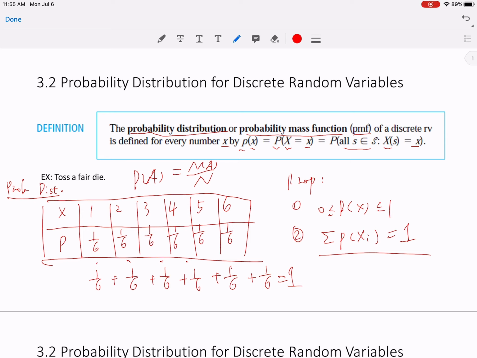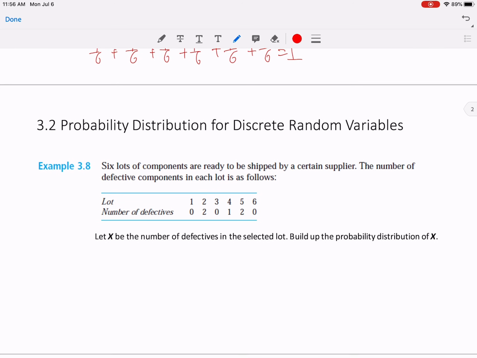And this is super important. That's how we identify if a distribution is a probability distribution. We just need to check whether those two conditions are satisfied or not. If each probability in the distribution is between 0 and 1 and the sum of all probabilities is equal to 1, we say this is a probability distribution. Okay? Now, once this makes sense, let's take a look at one more example.